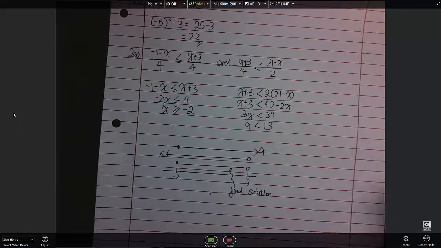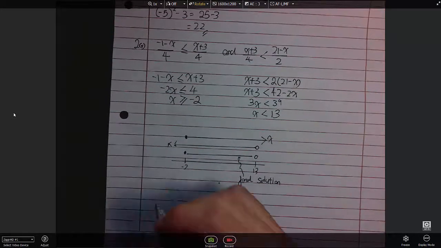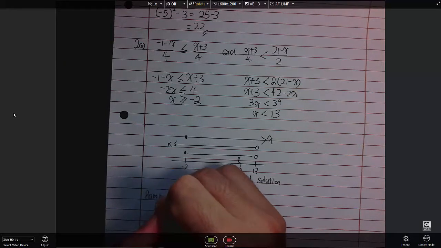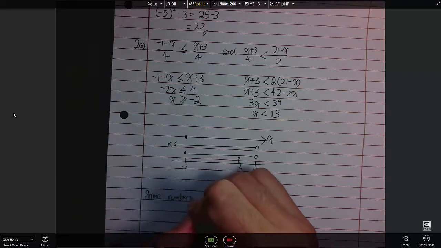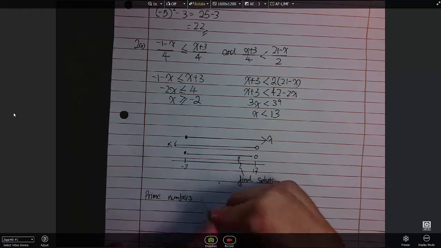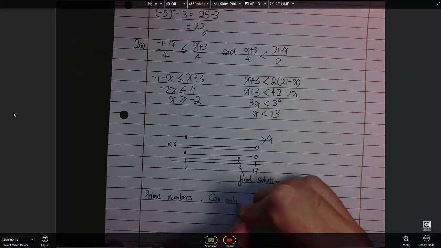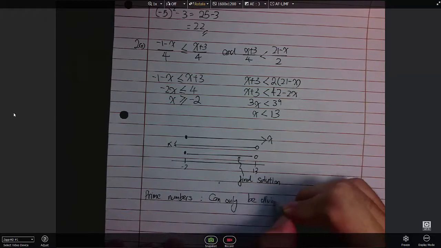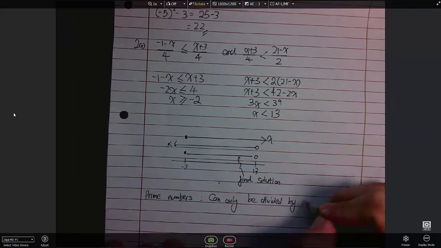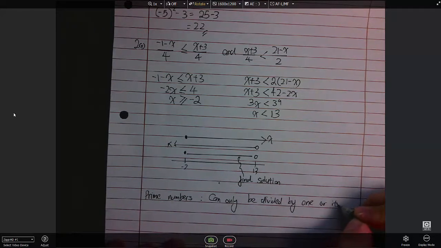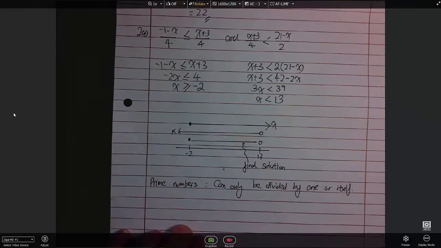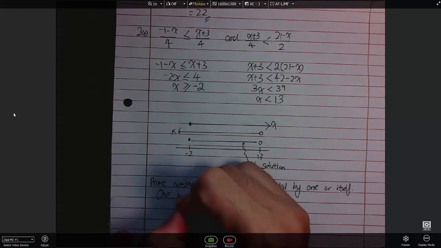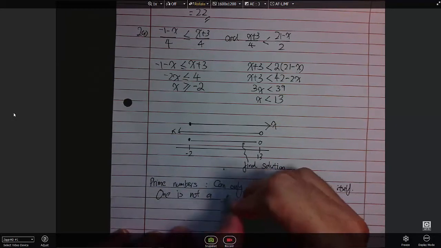Okay, next one is this prime numbers. Okay, what are prime numbers? Prime numbers are numbers which can only be divided by 1 or itself. Okay, first thing you must take note is 1 is not a prime number.